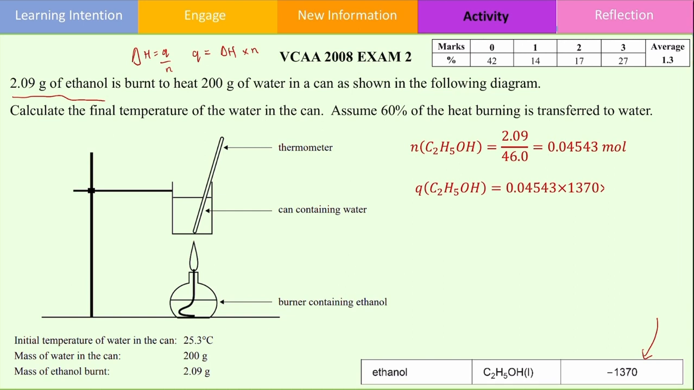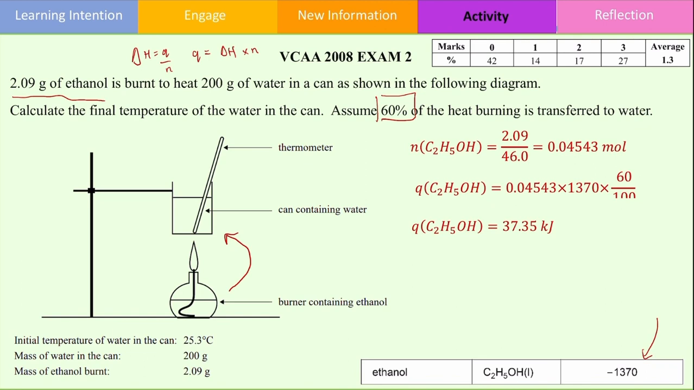So I'm going to go 0.04543 multiplied by 1,370. This will give us the total amount of energy released by ethanol. However, since the question has told us that there is only a 60% efficiency, only 60% of the total energy is actually going to be absorbed by water. So I then multiply that by 60 over 100. And so the total amount of energy that's released and therefore absorbed by water is going to be 37.35 kilojoules.